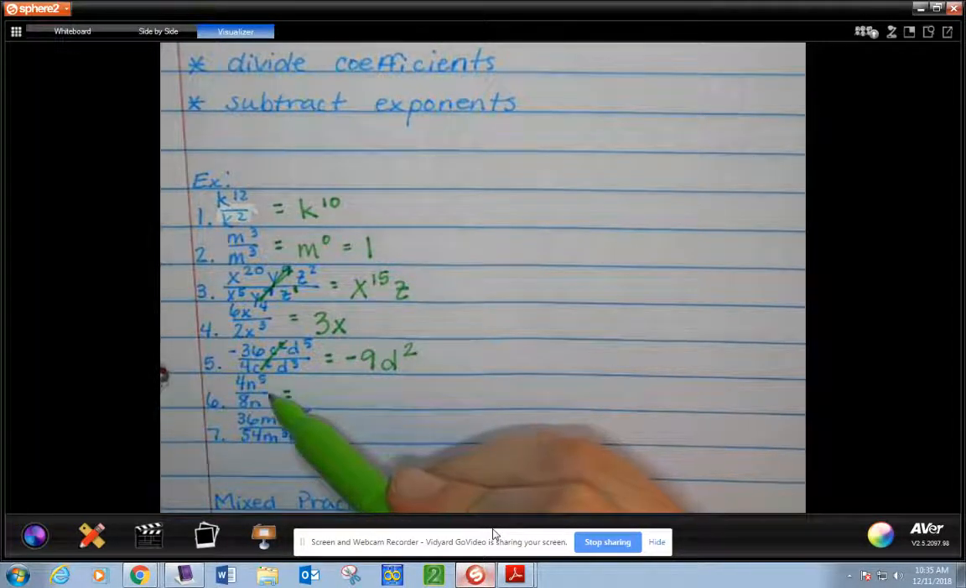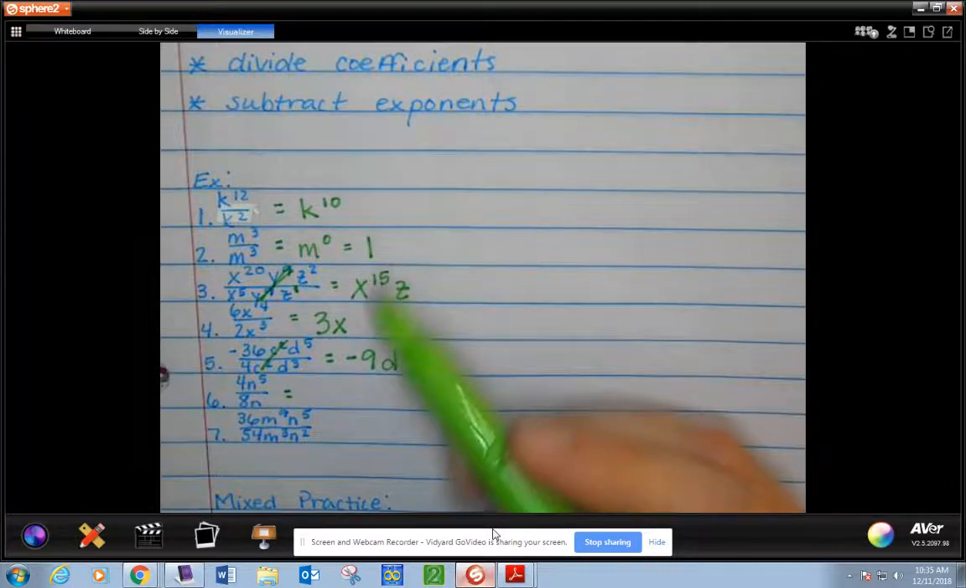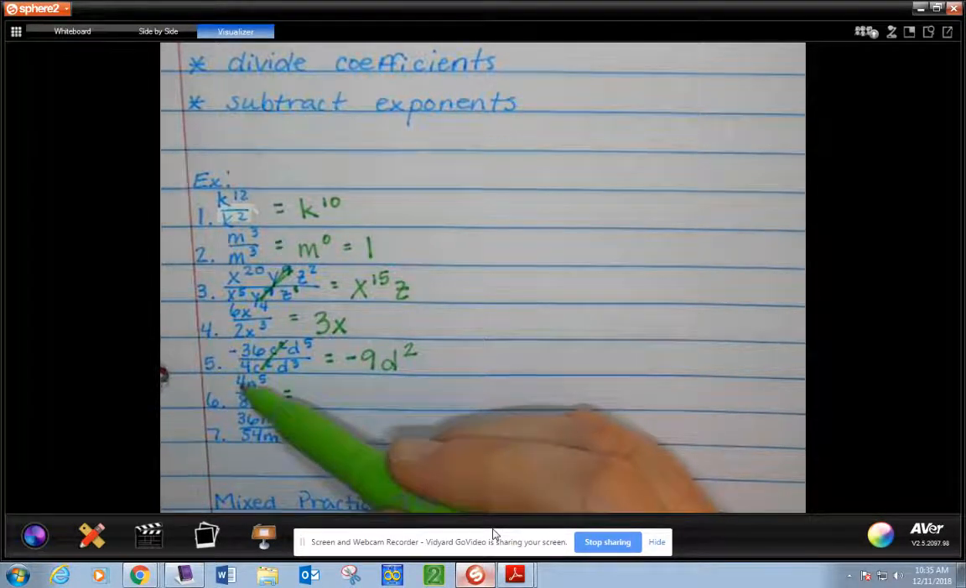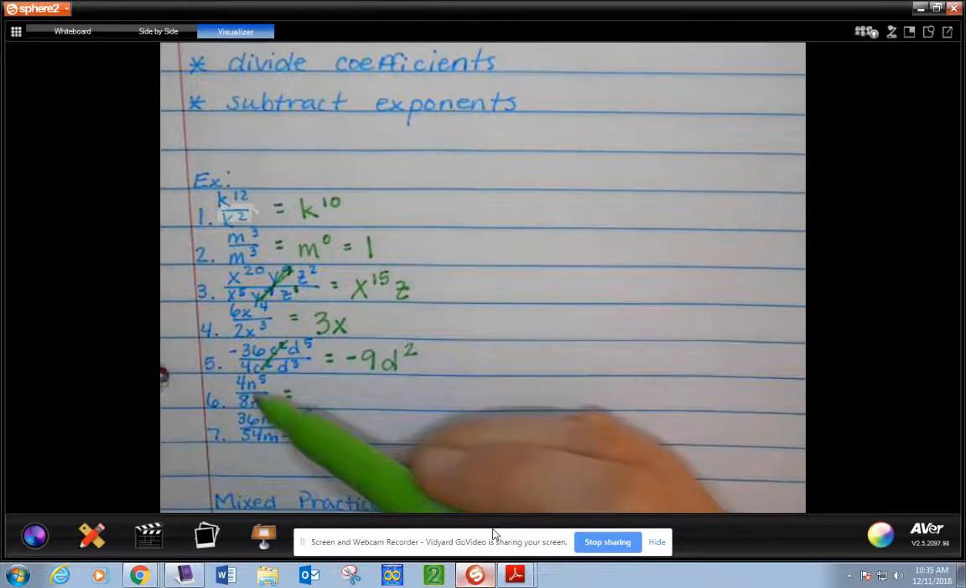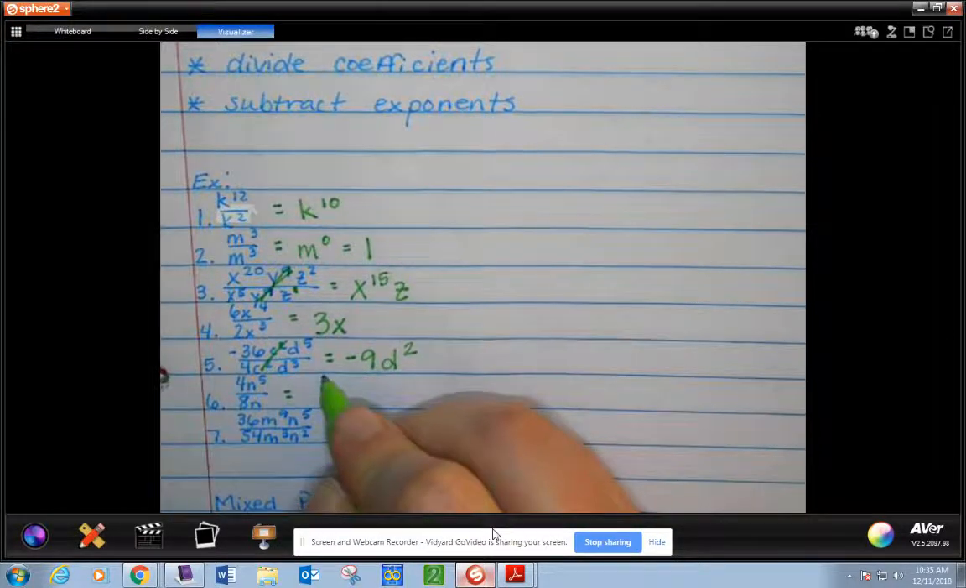4n to the 5th divided by 8n. Okay, if I have 4n to the 5th divided by 8n, first is the coefficients. 4 divided by 8. This will not give you a whole number, but you must simplify it. 4 over 8 simplifies to 1/2.